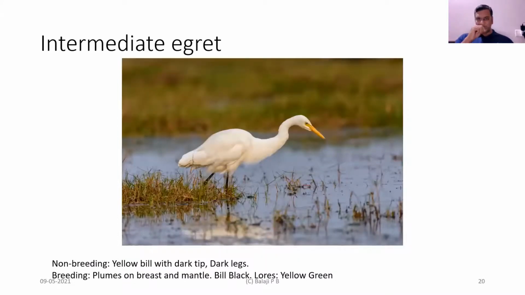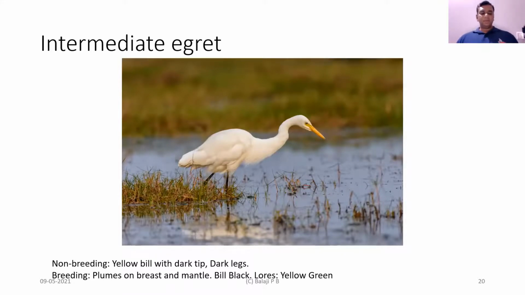So when it comes to the intermediate egret, it is fairly larger in size when compared to the cattle egret and the little egret. It has a yellow bill, but the yellow bill will always have a dark tip. It has dark legs. This is in the non-breeding plumage. In the breeding plumage, it looks like a completely different bird. I'll show you that picture as well.